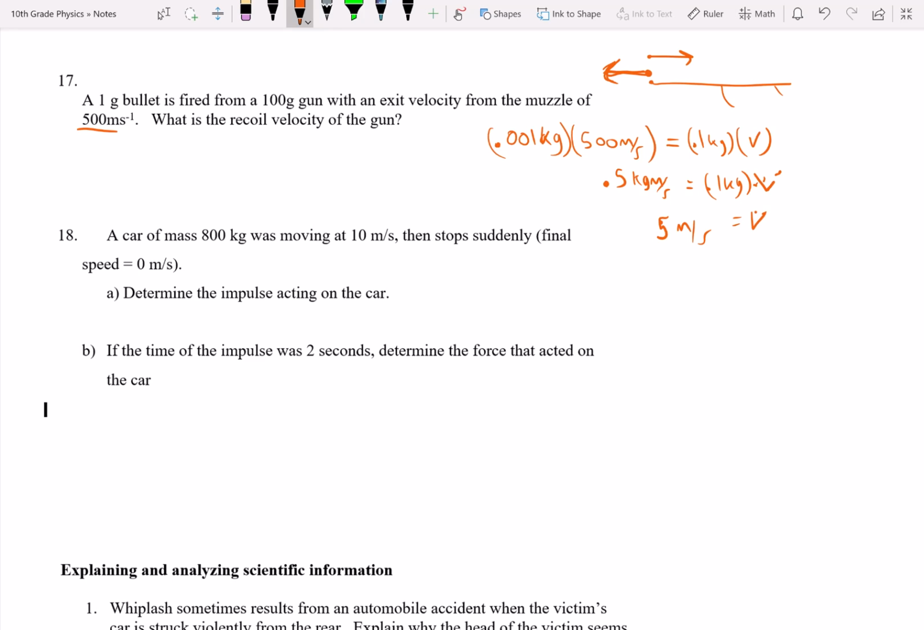So the bullet leaves at 500 meters per second. The equal and opposite reaction is that the gun is traveling at 5 meters per second backwards, right? That's how hard it would hit your shoulder if you were holding it against your shoulder.